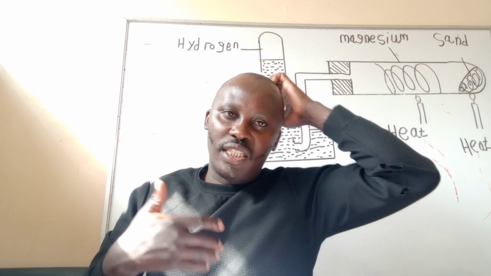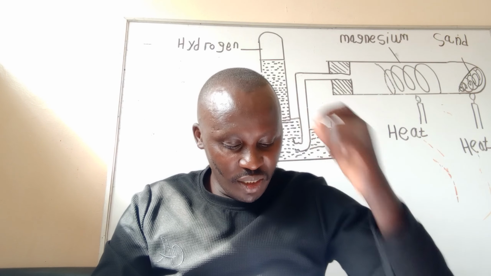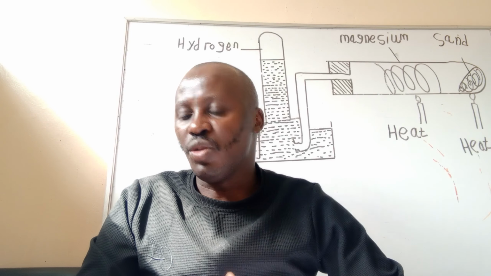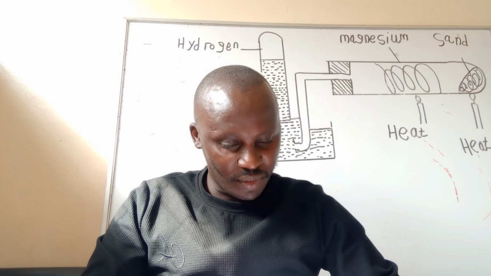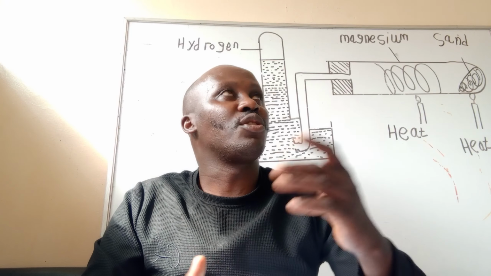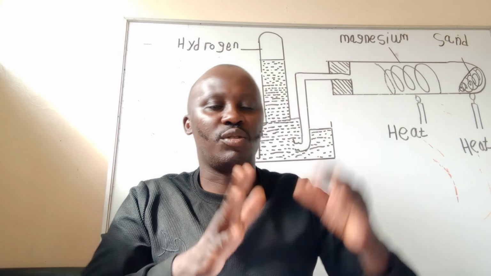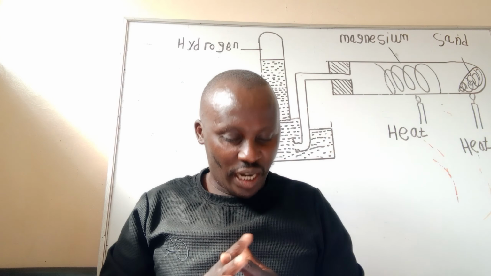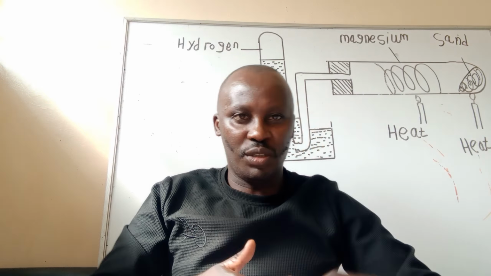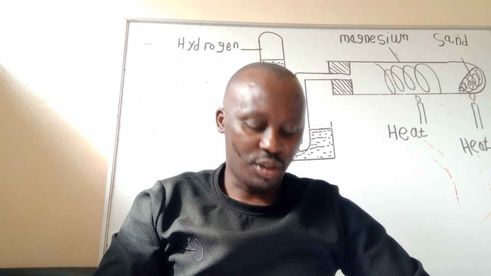You can also say that it's used in hardening of animal oils to fats. But if it is the commercial use, you can just say that it is used in filling balloons because it is lighter than air. And also there is a question which normally comes: why is hydrogen preferred in filling balloons compared to helium? That is a question that we can discuss later. What I want to emphasize is that from now you should be able to distinguish between the commercial uses of hydrogen and the industrial uses of hydrogen.